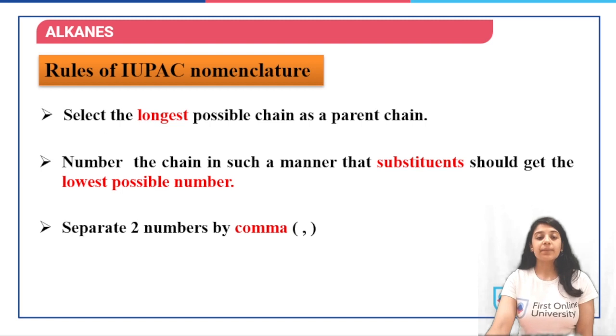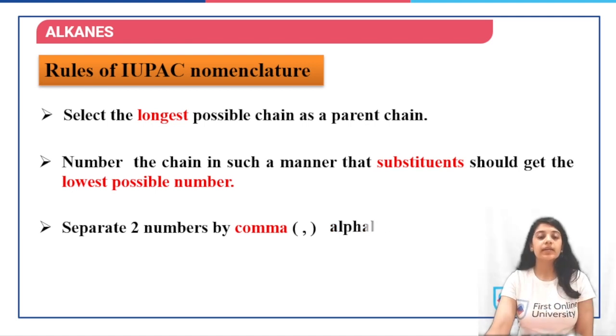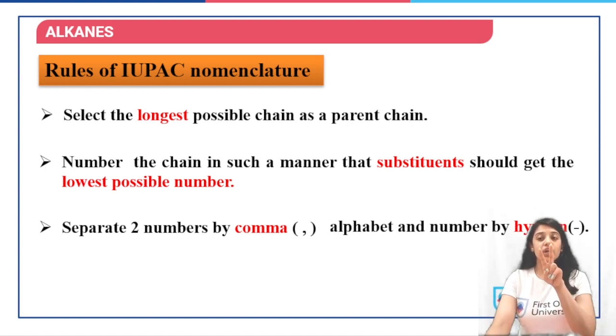You will have to separate two numbers. So while writing the name, if we have methyl groups on second and third position, you will have to separate the numbers with commas. 2, 3 dimethyl and so on. Alphabet and number has to be separated by hyphen. So if there are two numbers, you will separate them with a comma. Then 2, 3 dimethyl. So 3 and D, they are number and alphabet, so they'll be separated with a hyphen.